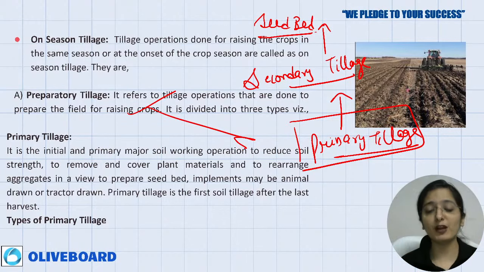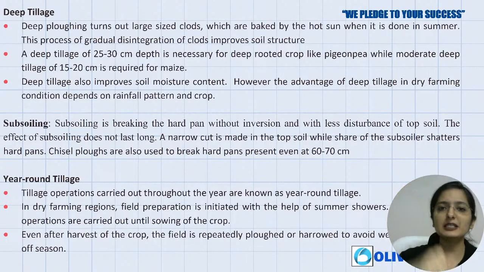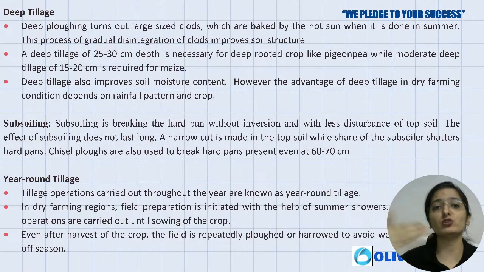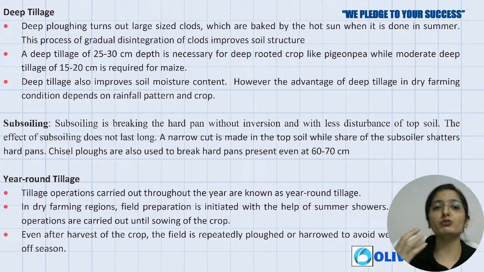There can be deep plough also, कि in case you want to grow a crop जो कि basically you need, you can say, 25 to 30 centimeter of depth, you will have deep ploughing then, right? You will have large size of clods, you want to turn it out, you want to disintegrate, you want to improve the soil moisture content, कि अगर आपकी कोई crop that is deep rooted crop if you want to grow, then you will first of all go with the deep tillage.